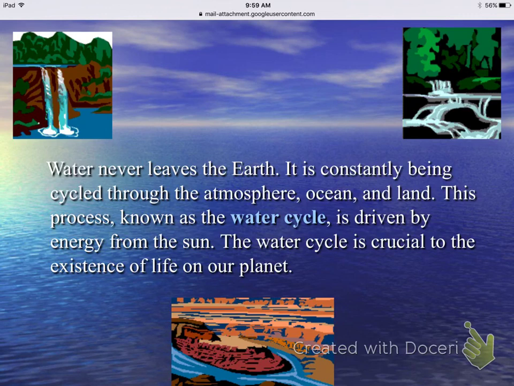All it does is it gets cycled through the different forms of water, like ocean, even land, and then up through the atmosphere, and the cycle just continues. The process is known as the water cycle, and it gets its energy from the sun. So in order for water to turn from liquid to a gas, it has to evaporate, and it has to have heat to evaporate. So the sun provides that energy to change the water in the different forms. The water cycle is crucial to the existence of life on our planet.